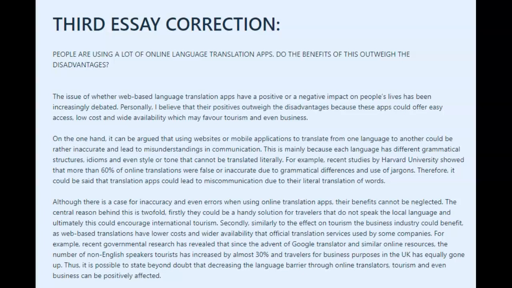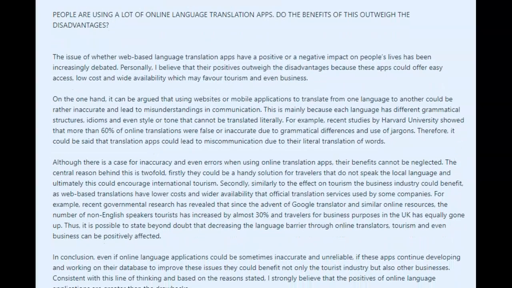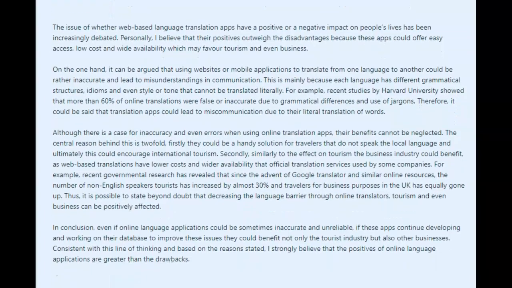Hi Laura, let's see what you did with your new set of essays. This is about the benefits and disadvantages of online translation apps. Here's what you wrote.